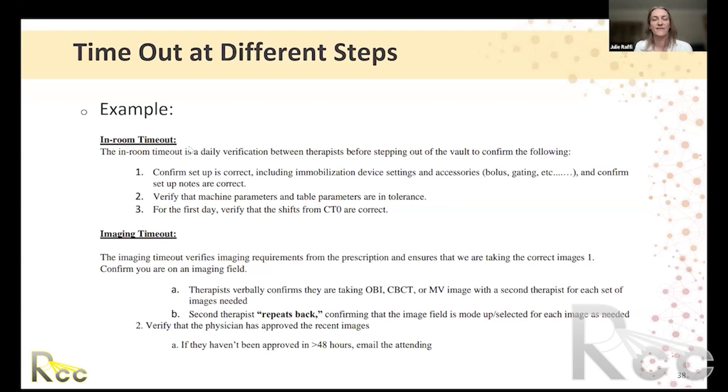At our site, we have a timeout that occurs in the room to confirm positioning is correct. The therapists time out together, making sure that the setup is correct, table parameters are correct, and that the shifts have been applied correctly. Then there's a separate timeout during imaging, where one therapist will say what type of imaging they're performing, and the other therapist will repeat it back. So they'll say, taking an OBI, and the other therapist will say, yes, OBI. So both confirm together what type of imaging they're doing based on what was required by the prescription.